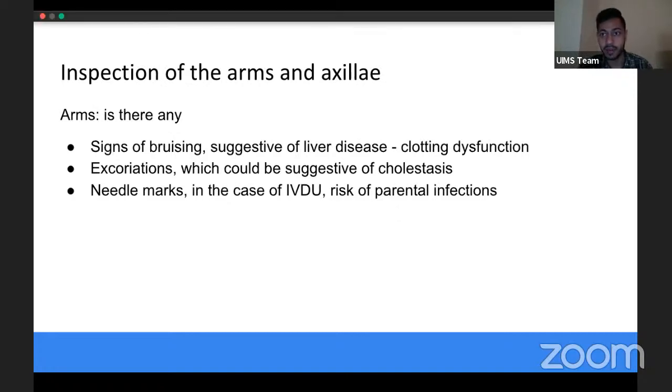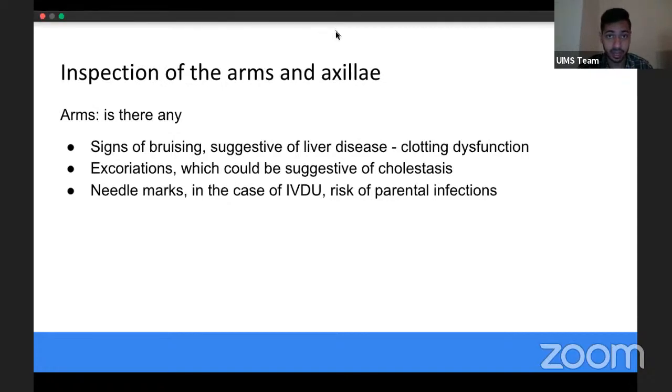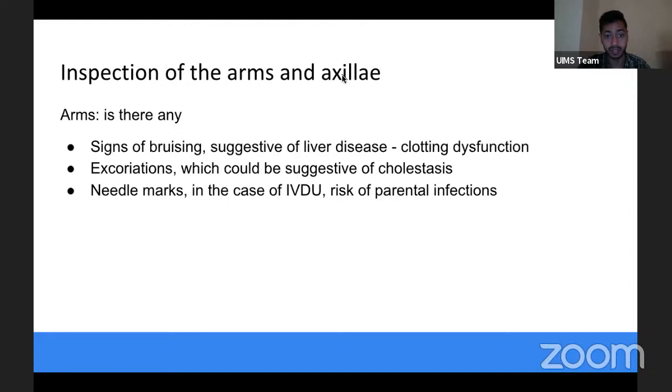Just to make sure that everyone is alive and focused, can someone please comment which hepatitis we're worried about in IV drug users, and also other infections which we're worried about in IV drug users, please?